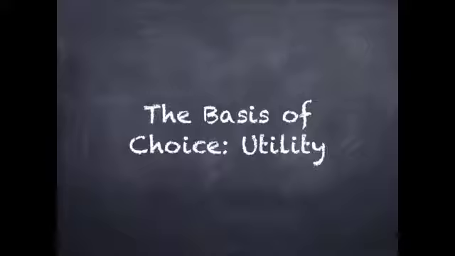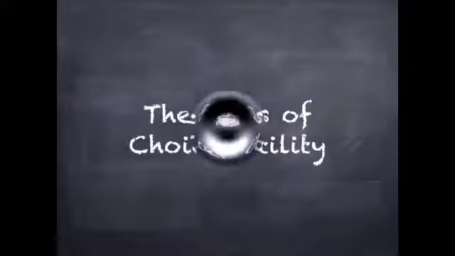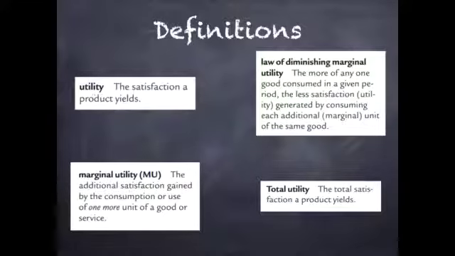So the next part that we're going to take a look at is the notion of utility. And utility is just, for an economist, a measure of satisfaction. All right, so if you purchase a slice of pizza and you eat that pizza, you derive a level of satisfaction from the consumption of that particular item. So when we're saying utility, you can use a shorthand of saying satisfaction. So utility is a measure of satisfaction. So again, utility is the satisfaction a product yields.